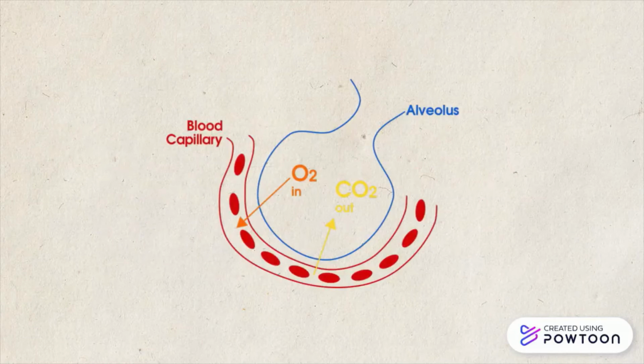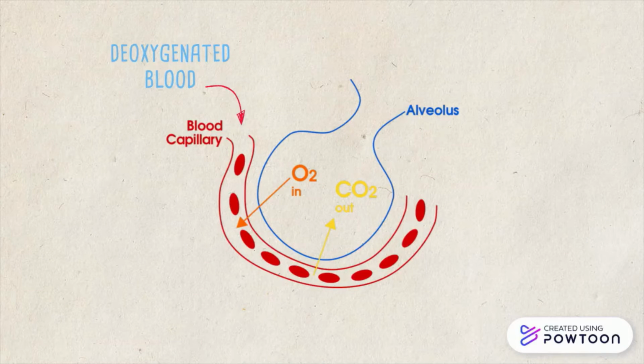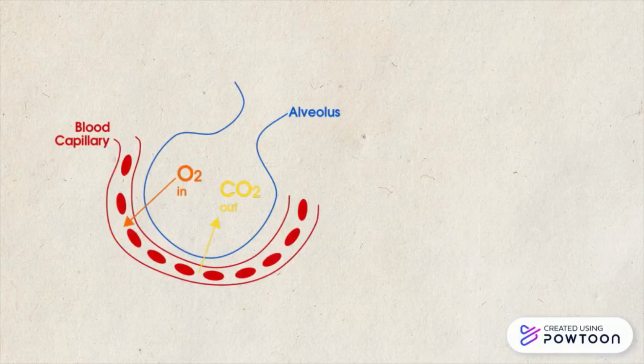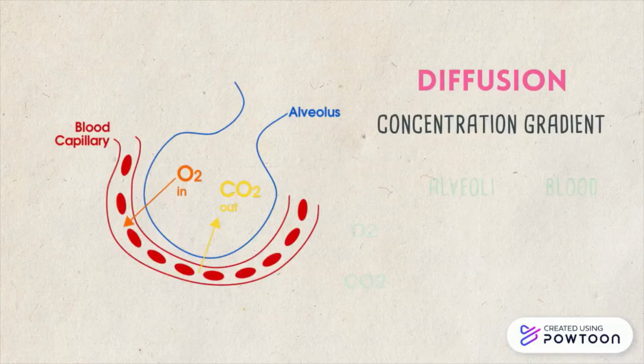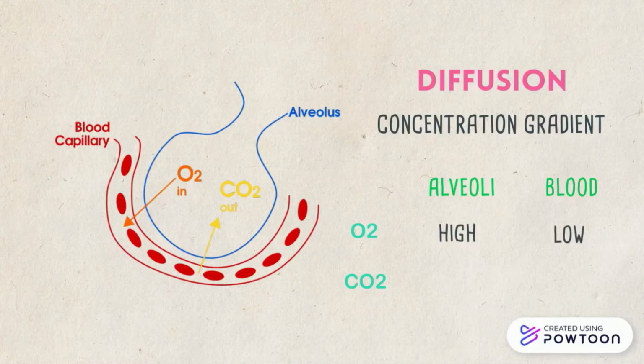In these capillaries, the deoxygenated blood enters from one side. It exchanges the gases with the alveolar air, and the oxygenated blood is released from the other side. The exchange of gases between the alveoli and the blood occurs by simple diffusion. Diffusion requires a concentration gradient, so the concentration of oxygen in the alveoli must be kept at a higher level than in the blood, and the concentration of carbon dioxide in the alveoli must be kept at a lower level than in the blood. Let's study how these gases exchange.